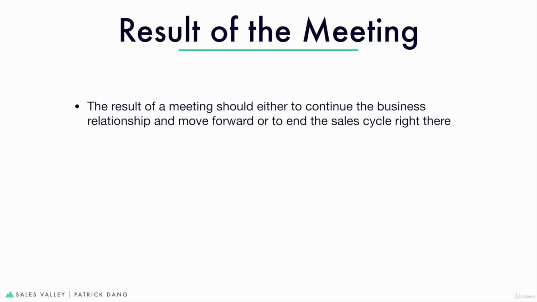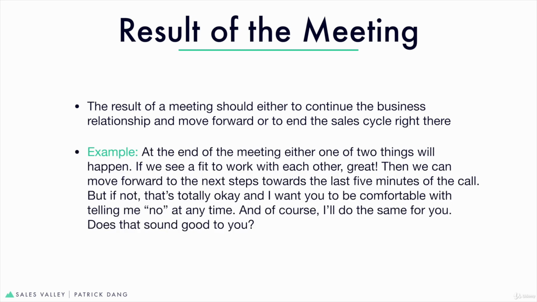And so after that, you're going to go into the results of the meeting so that at the end of the meeting, either you're going to continue that business relationship and continue with the deal, or you're going to end the sales cycle right there if you determine that it may not be the best fit to work with each other. So here is an example. At the end of the meeting, either one of two things will happen. If we see a fit to work with each other, great. Then we can move forward to the next steps towards the last 5 minutes of the call. But if not, that's totally okay. And I want you to be comfortable with telling me no at any time. And of course, I'll do the same for you. Does that sound good to you? And they're going to say, yeah, that sounds good.